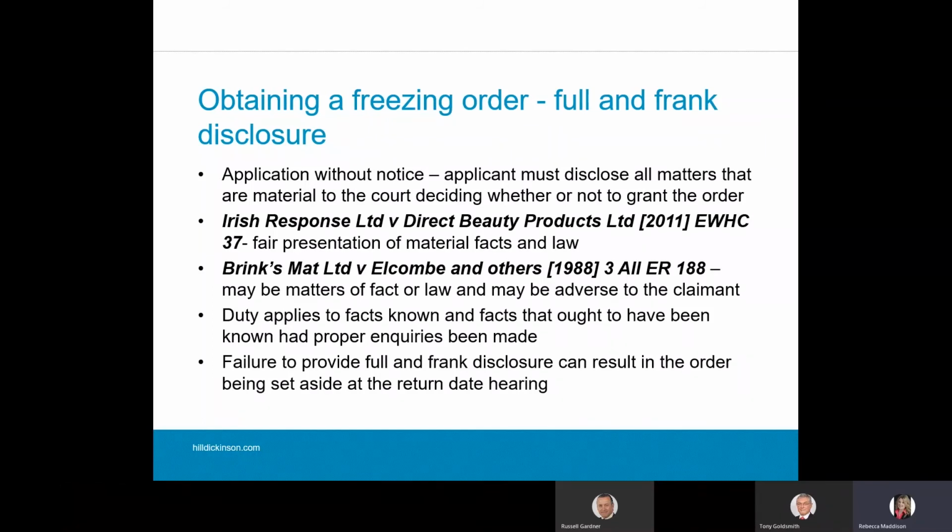We're going to have a look at a couple of cases as examples. In the case of Irish Response Limited and Direct Beauty Products, it was held that the duty was to make a fair presentation of the material facts and the law relevant to the application. And in Brinks Mat Limited and Elcombe, the disclosure should be matters of fact or law, and also might be adverse to the claimant. The duty applies to facts known by the applicant, but also facts that ought to have been known had proper inquiries been made. And a failure to provide full and frank disclosure can result in the order being set aside at the return date hearing. And we're going to have a look at some examples a little bit later.